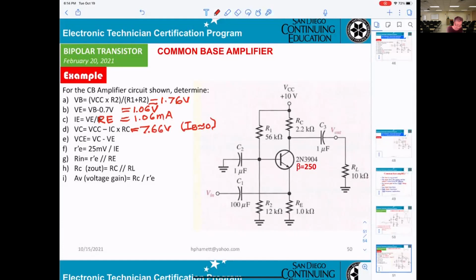And VCE. VC is 7.66 volt. VE is 1.06. That's 7.66 minus 1.06. You get 6.6, right? Yes. Very good. 6.6 volt.